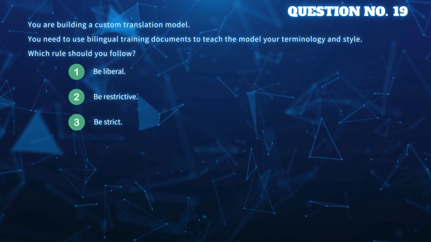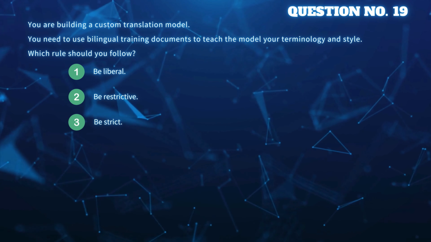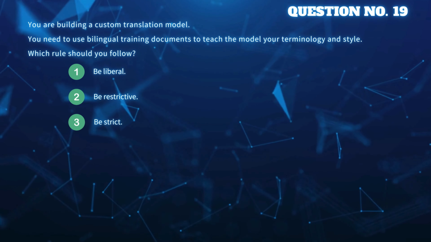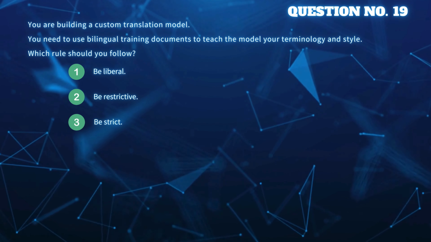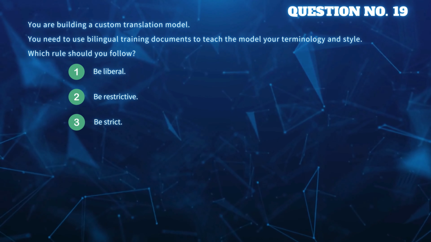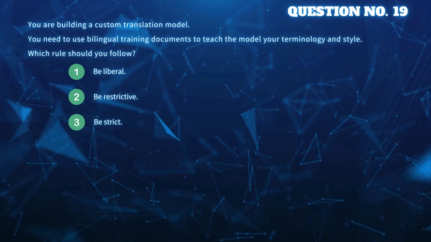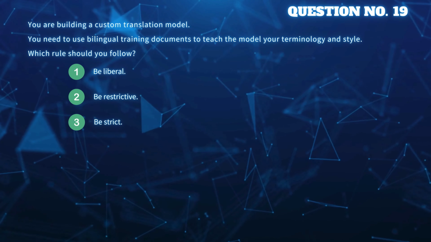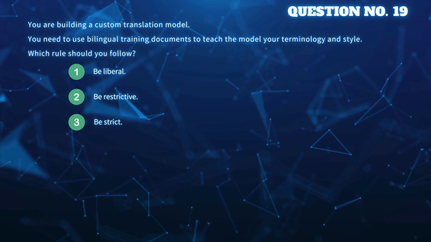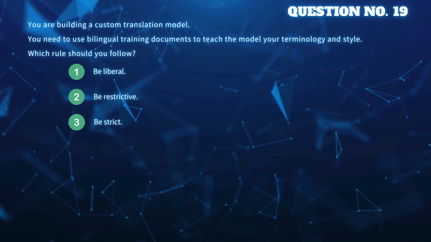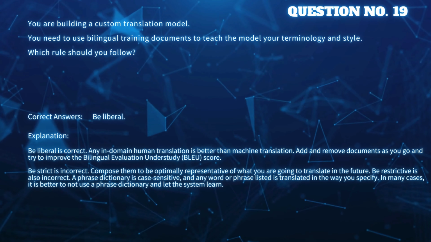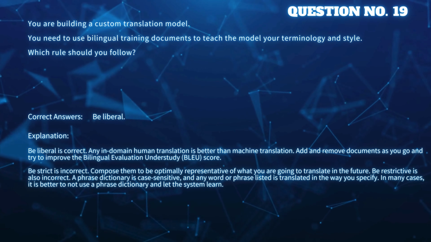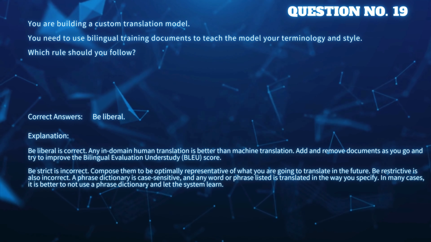Question 19. You are building a custom translation model. You need to use bilingual training documents to teach the model your terminology and style. Which rule should you follow? Option 1. Be liberal. Option 2. Be restrictive. Option 3. Be strict. Correct answer, be liberal. Explanation: be liberal is correct.